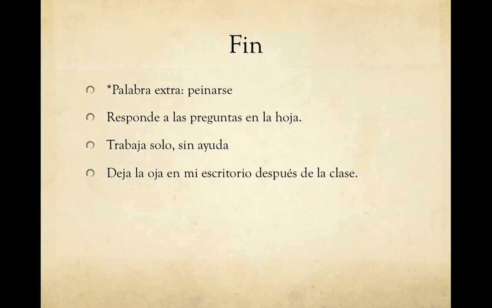Okay? So now there are some questions. Responde a las preguntas. Respond to the questions on the paper. Okay? Please try to write complete sentences. Please try to conjugate the verbs. Read the questions and answer the questions accordingly. Be careful with the conjugations. It's not always going to be first person. Please work by yourself. I want to see how you do without any help, okay?